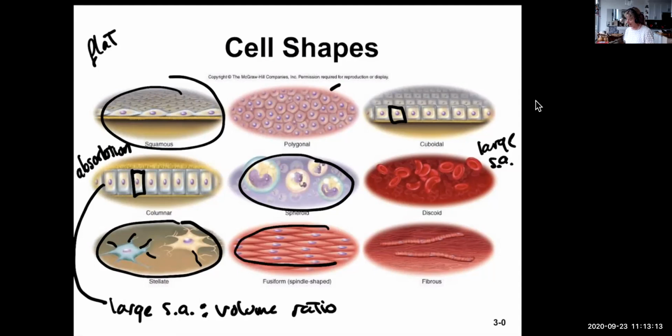Fusiform is another kind of cell. These are smooth muscle cells. They're also tightly packed so that they can contract in a wave-like fashion. Fibrous cells are such cells as muscle cells. Fibrous means they're long and thin, like fibers, and muscle cells are long and thin because they're moving the bones of your body in locomotion. So it's necessary for them to be long and thin.